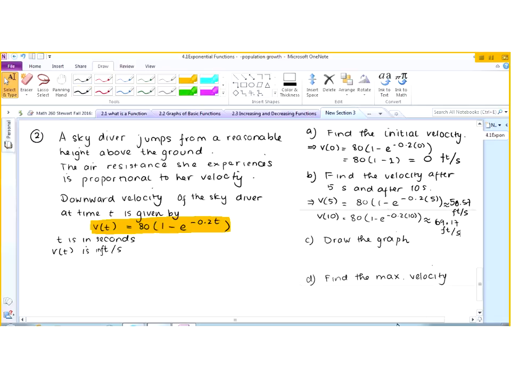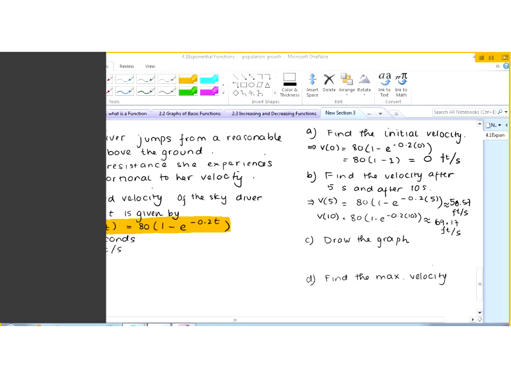How do we draw? Well, you use the graphing calculator. Okay. Should I do it? Almost done. What was the formula? Let's erase this. Y is equal to 80 multiplied by 1 minus e raised to the negative 0.2 x. That's it. Is that right? Oh, how come it doesn't draw it? Yeah, so it's going to look like this.